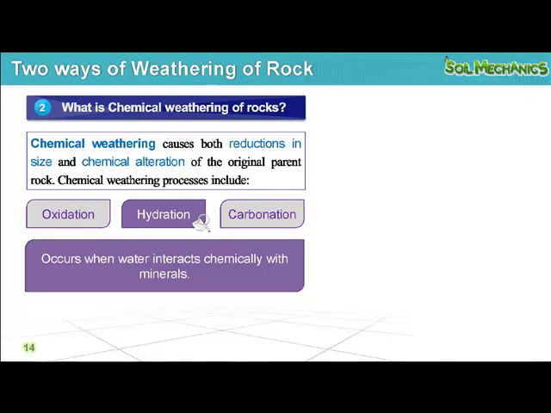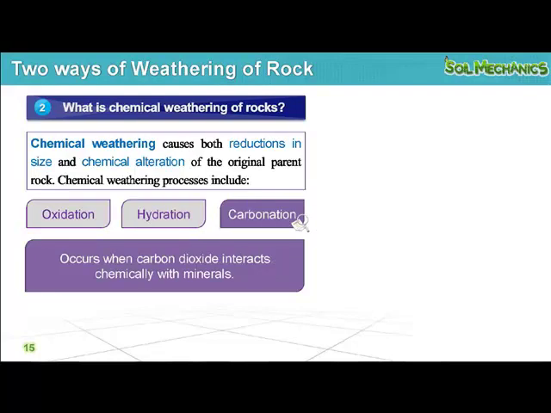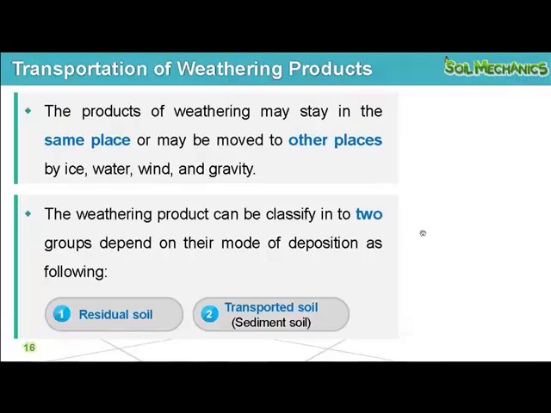The last one is carbonation. Carbonation occurs when carbon dioxide interacts chemically with minerals. We call it carbonation. So chemical weathering has three main types: oxidation, hydration, and carbonation.